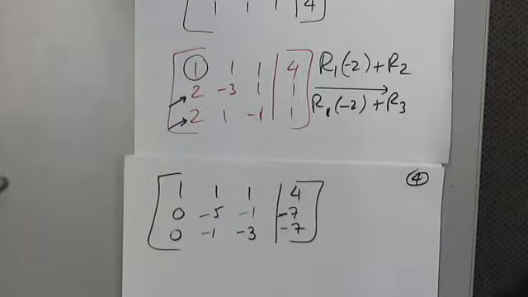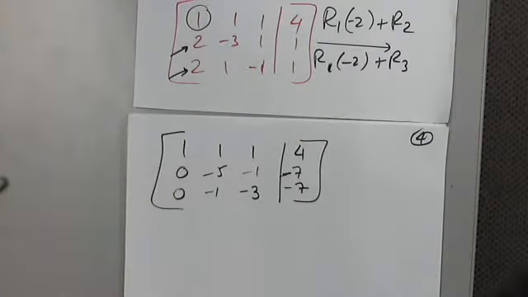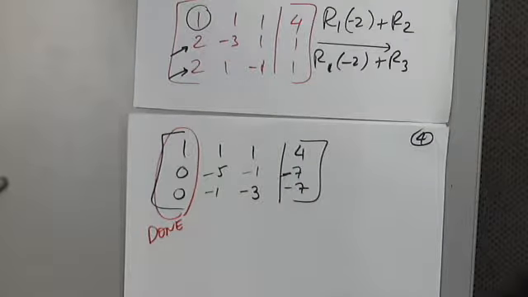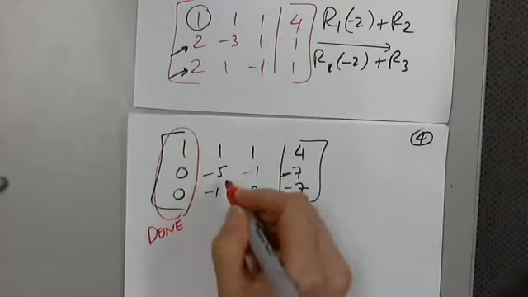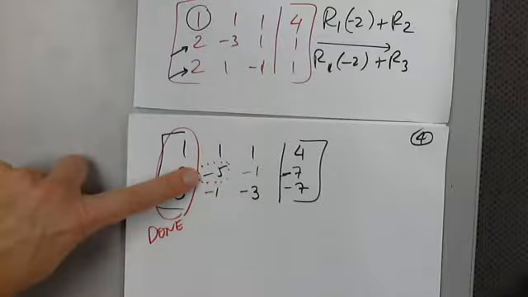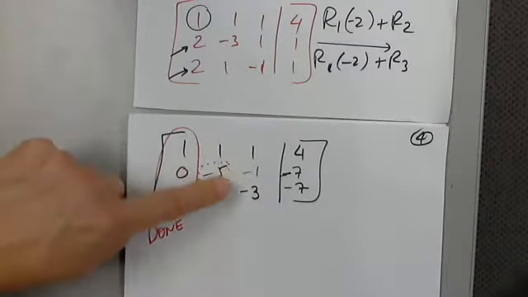Okay? Good. So we accomplished this. I will never go back. This is done. My next target is right here. I want this to be 1. What should I do to get this to be 1?